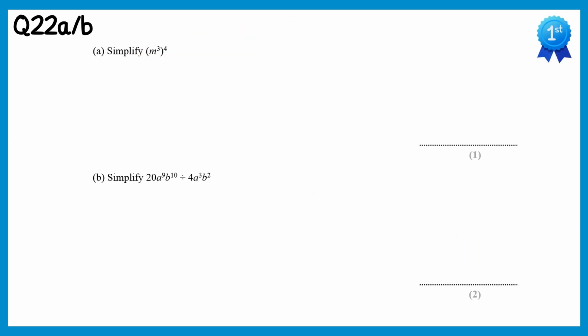When you have a bracket raised to a power, you just multiply the indices, so in this one we'll multiply 3 and 4 to get 12, so the answer is m to the power 12.